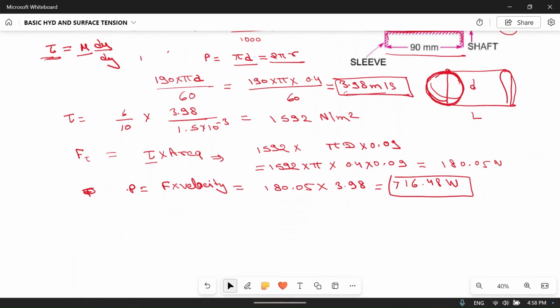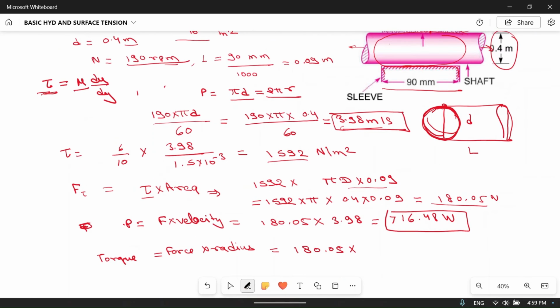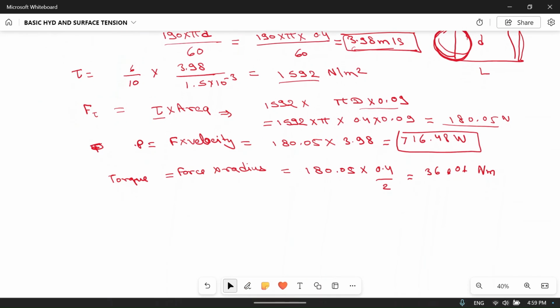Or you can also calculate this by another method. Torque is equal to force into radius, which will be equal to force. What is the force? Force is this one, 180.05, into radius, which is the diameter of the shaft divided by 2, which is 0.4 by 2. So it will be 36.01 Newton meter.